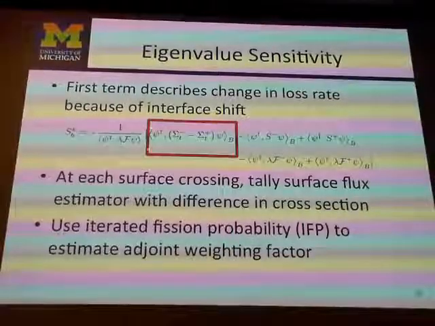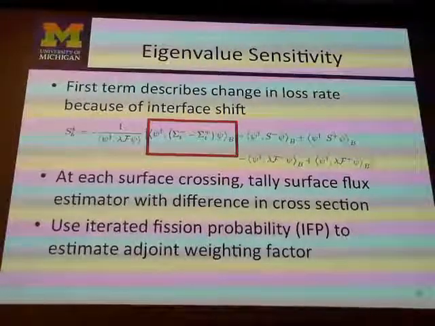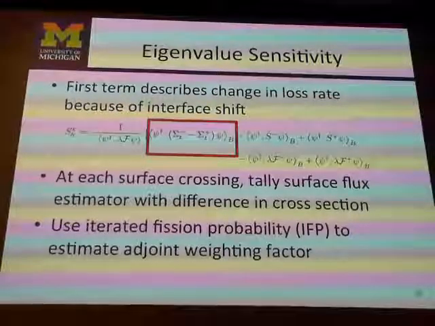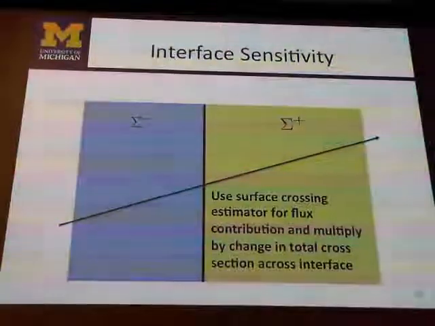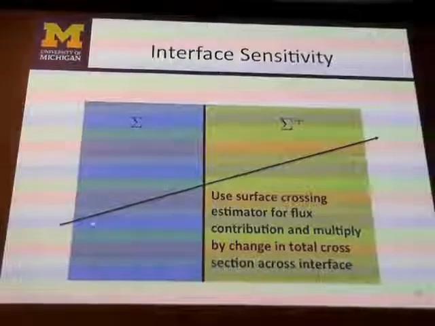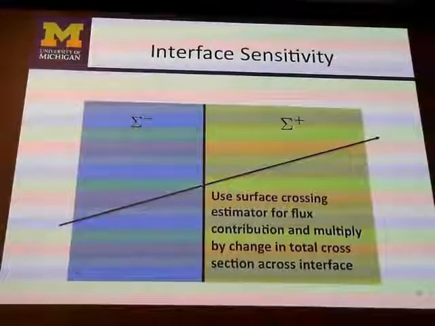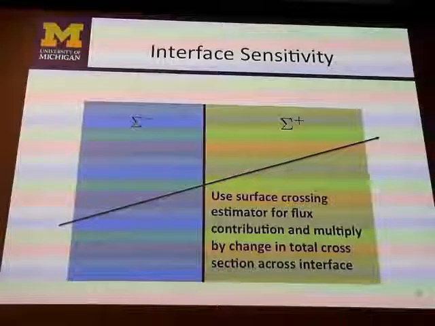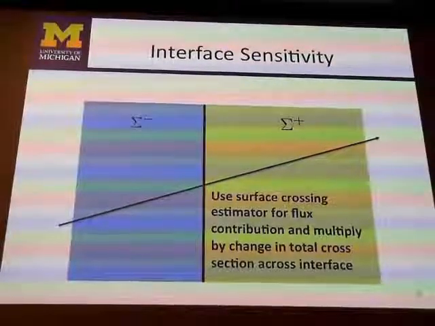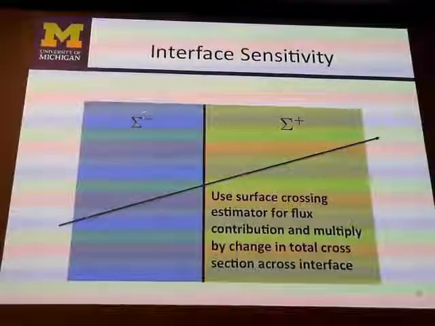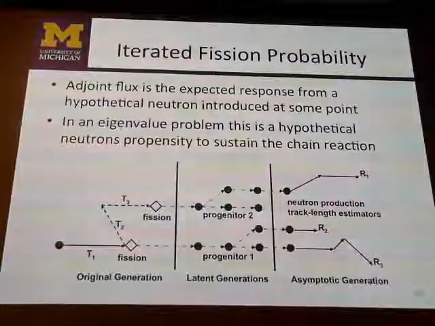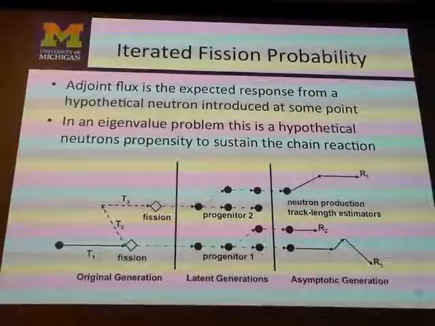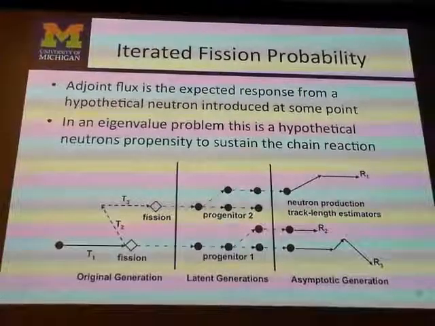And then we have to weight this by this adjoint function, and for this we use what's called an iterated fission probability method. There are others out there to do this, and I'll give you a feel for how this goes. So you have a particle crossing the surface, you use the surface estimator here as you cross, and you multiply the contribution by the change in the total cross section. So this minus that. Okay. Now, if you've heard some of my talks before, you've probably seen this figure.